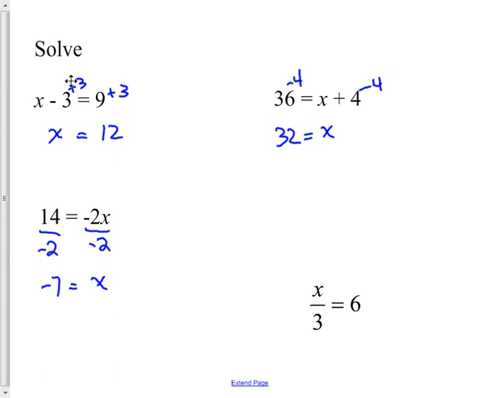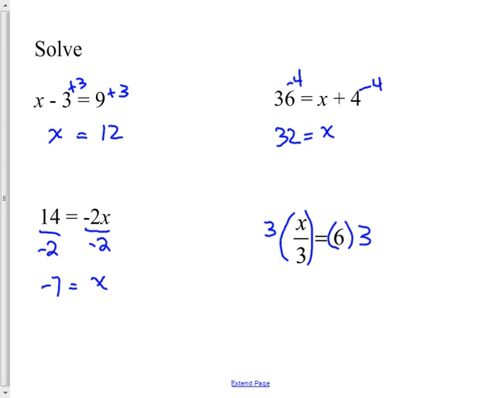Okay, and last, this one also bothers students because it's a times. Or sorry, it's a divided, and often fractions bother students. But I look at this as x divided by 3. And what's the opposite of dividing by 3? Well, the opposite of dividing by 3 is timesing by 3. So I'm going to times this by 3 and this by 3.